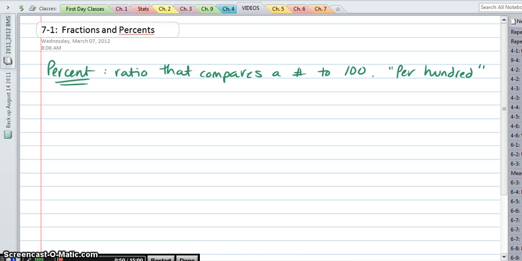To write a percent as a fraction, there are many ways to do this. We'll just look at a couple. You could express the ratio as a fraction out of 100 and then simplify it if possible.